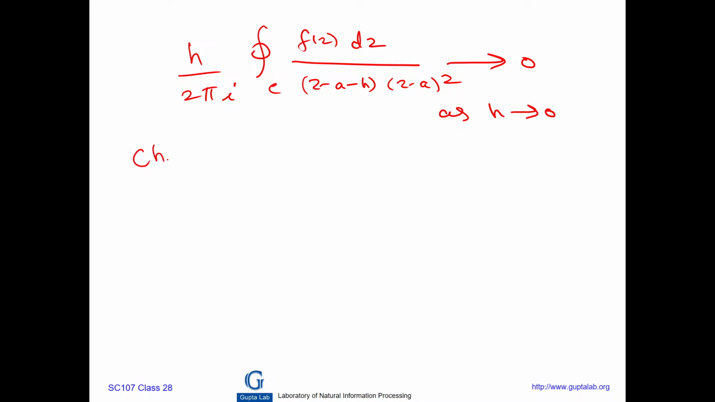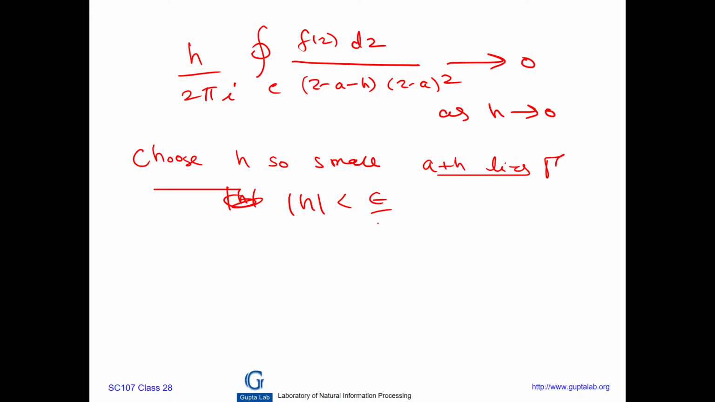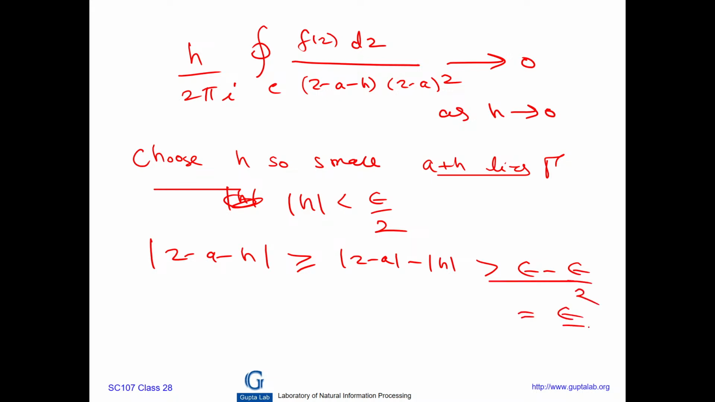Now h is our choice. Choosing h so small in absolute value, so that a plus h lies in gamma. Gamma is a circle of radius epsilon, so we take the absolute value of h smaller than epsilon by 2. Very close, a and a plus h. Right. Now in that case I am going to use this inequality. Mod of z minus a minus h is at least mod of z minus a minus mod of h. This will be bigger than epsilon minus epsilon by 2, which is equal to epsilon by 2.